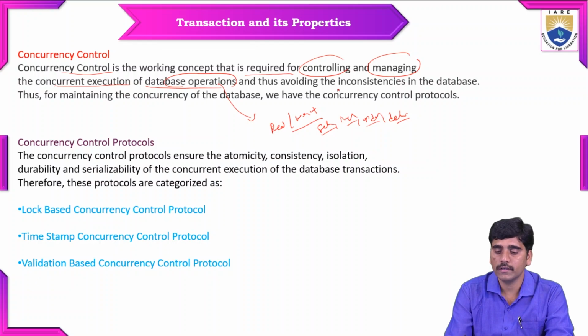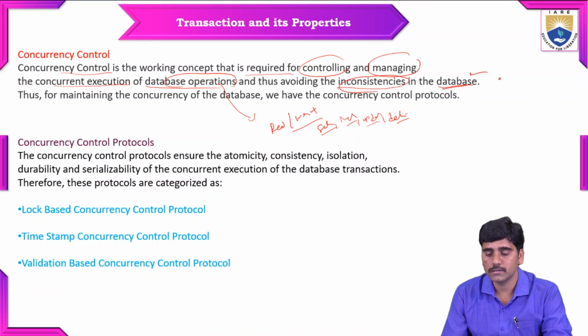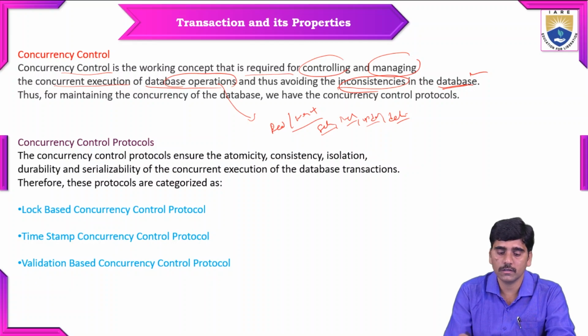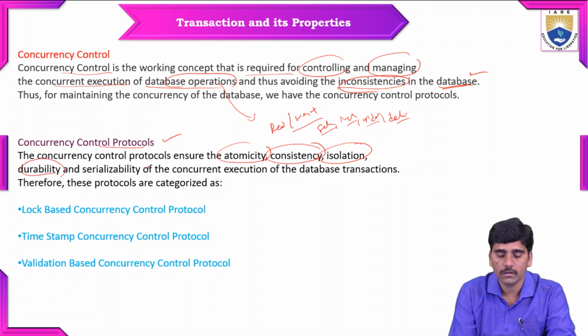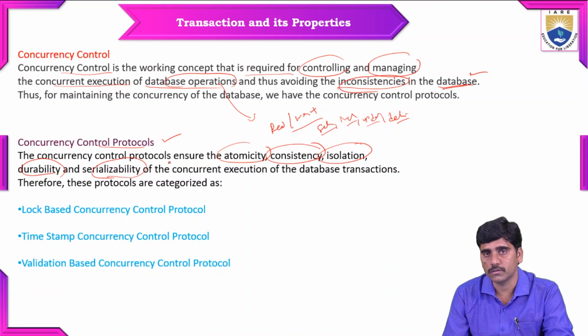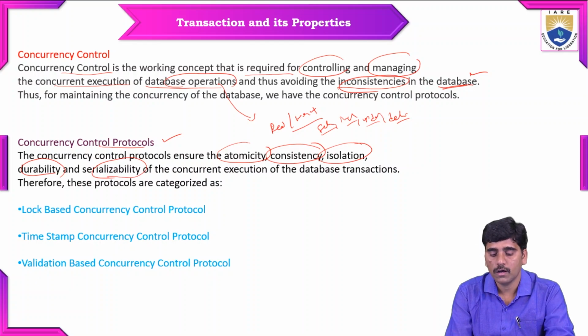So these help in avoiding inconsistencies in the database. To do this, concurrency control protocols are used. Concurrency control protocols ensure atomicity, consistency, isolation and durability, and along with that, serializability of the concurrent execution of the database transactions.